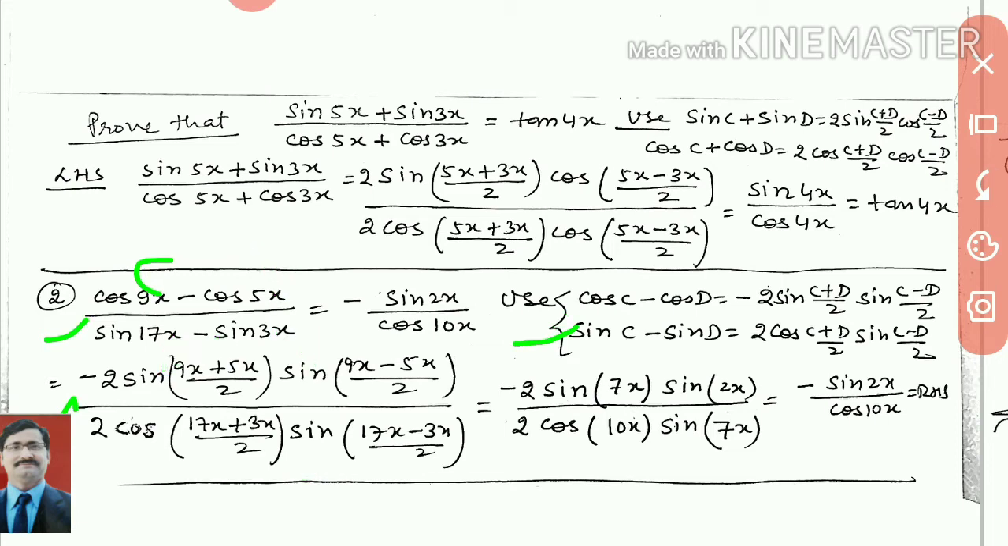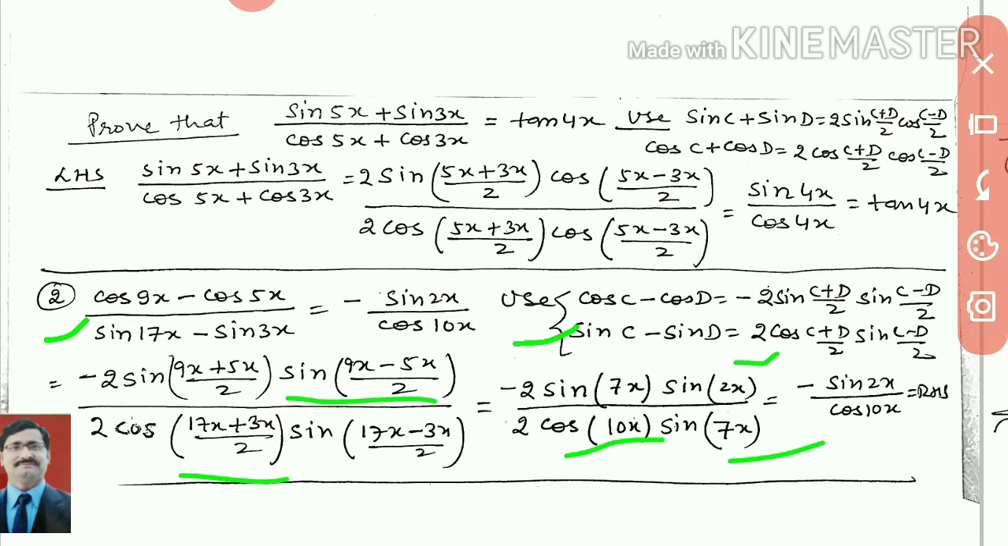Look here what we get: minus 2 as it is, and 9x plus 5x is 14x, 14x upon 2 is 7x, and next is sin (9x minus 5x) upon 2. 9x minus 5x is 4x, 4x upon 2 is 2x, so you get this numerator. Similarly you solve the denominator, you get 2 cos (17x plus 3x) upon 2. 17 plus 3 is 20, 20 by 2 is 10, so you get this, and sin (17x minus 3x) upon 2. 17x minus 3x is 14x, 14x upon 2 is 7x.